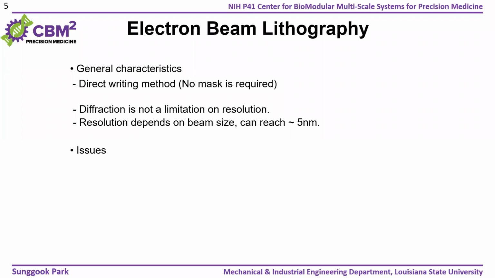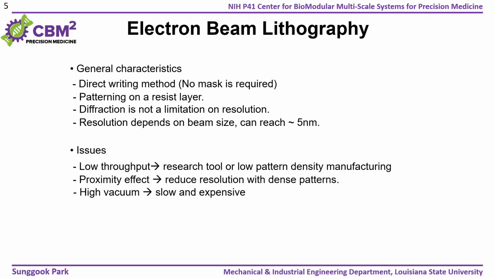So the general characteristics. Again, different from photolithography, this is a direct method, so we don't need a mask. The same thing is we make patterns on a resist layer. Because we use electrons, diffraction is not a limitation on the resolution. Resolution depends on beam size, but again, that can reach down to like 4, 5 nanometers, but the practical limitation is 10, 20 nanometers with this method.